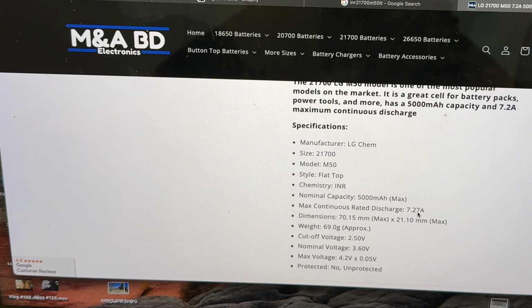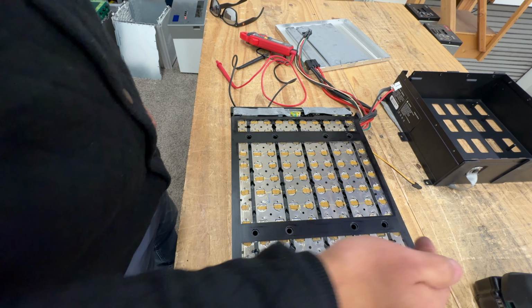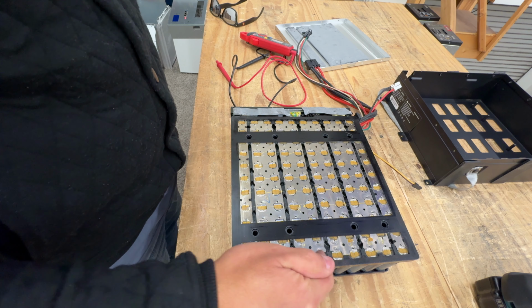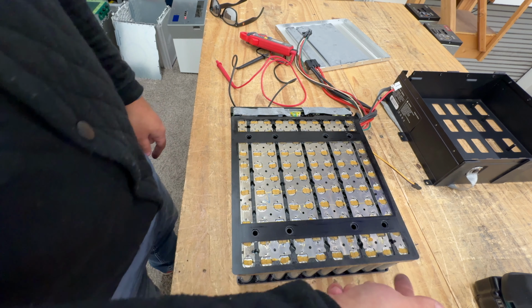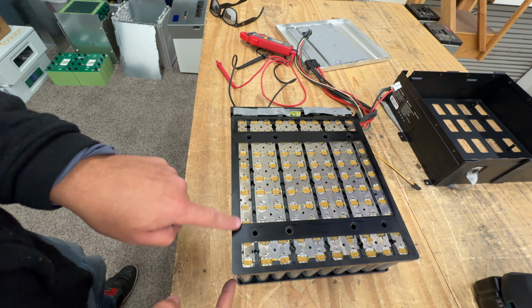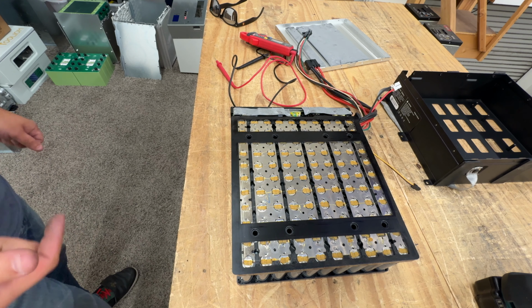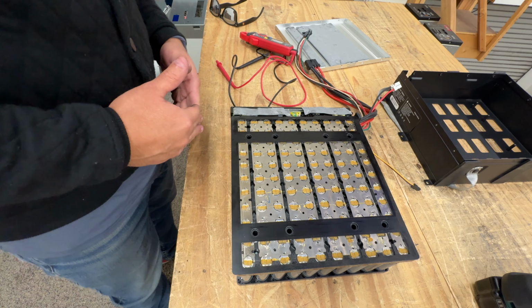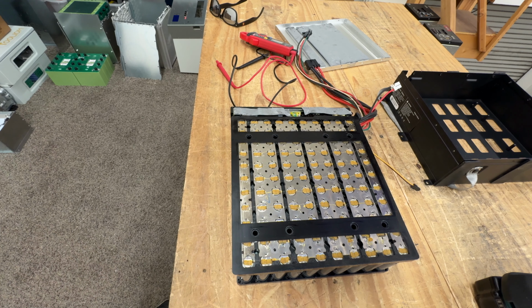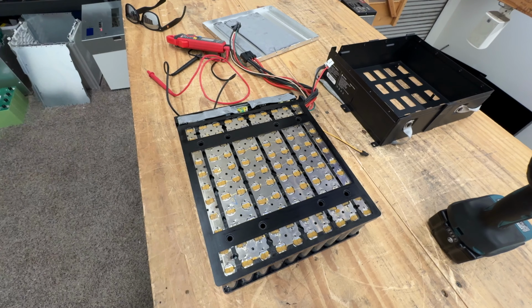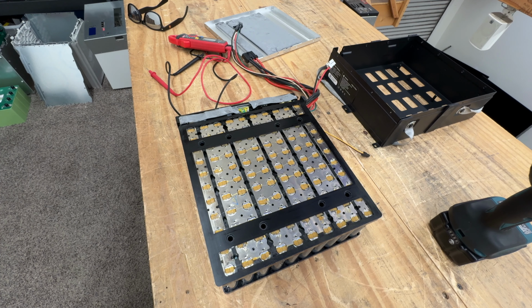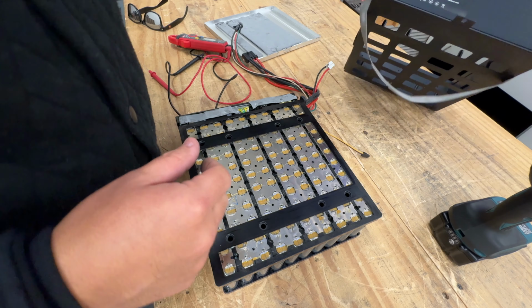So we have 7.2 amps. All right, so it looks like the configuration is 1, 2, 3, 4, 5, 6, 7, 8, 9, 10. So it is a 10S, and then 1, 2, 3, 4, 5, 6, 7, 8, 9, 10, 11 cells in parallel. So 10S, 11P. So how much power would that be able to do? Let's see. So it's 7.2 times 11. All right, so that's 79 point something, right? So 80 amps continuous. It could probably do higher peaks.